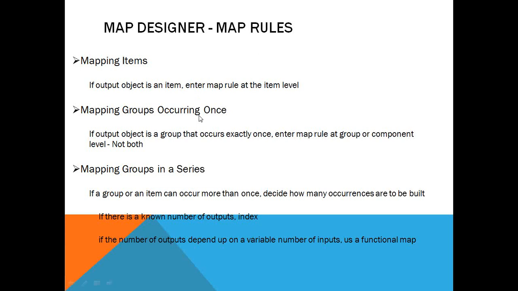Now the other mapping: groups in a series. Series means this is occurring multiple times, more than once. Suppose we know how many times it will occur, how many times we have to create. In some cases, the mapping document will say create once, create twice, create thrice, like that. If we know how many occurrences will come, you can add the index and do the mapping, either by field level or group level, whatever we discussed.